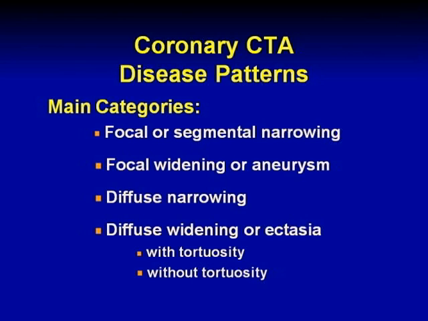So I've arbitrarily divided them into four categories: what causes focal or segmental narrowing of the lumen, focal widening or aneurysms, diffuse narrowing, and what causes diffuse widening, or in other words, ectasia. That has been further divided into ectasia with tortuosity and that without tortuosity.